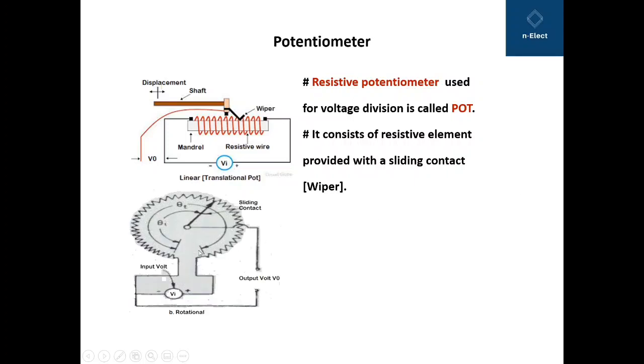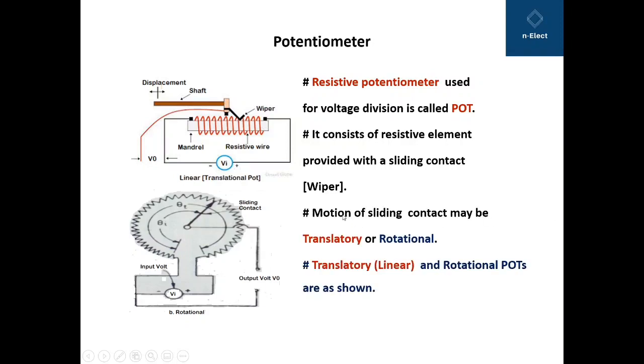This is another type of pot, which is called a rotational pot. Why rotational? Because the wiper movement is in a rotational or circular way, while here the shaft or the wiper moves in a linear or translational way. Motion of the sliding contact may be translatory like this or rotational like this. Translatory, linear and rotational pots are as shown.